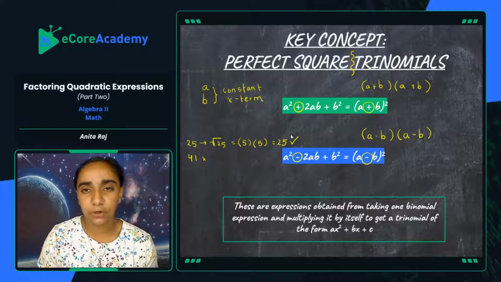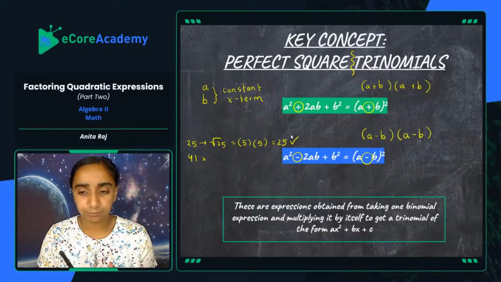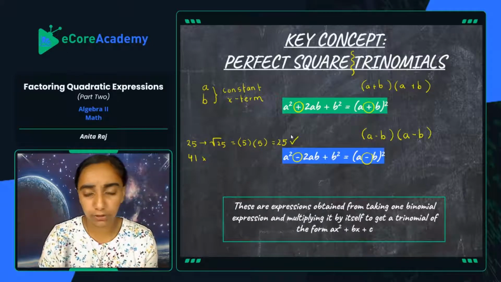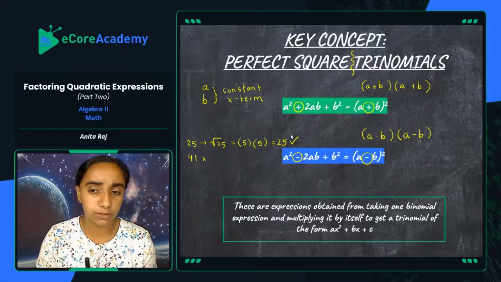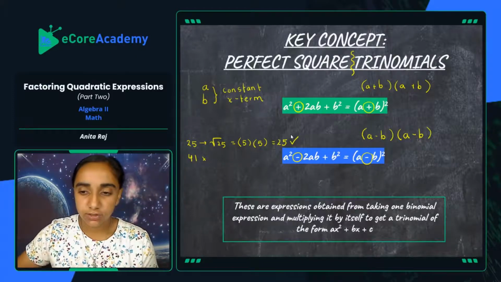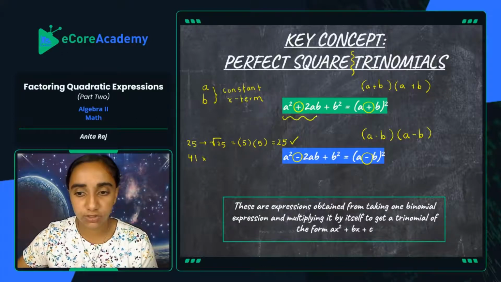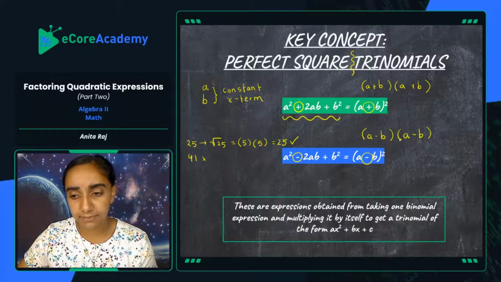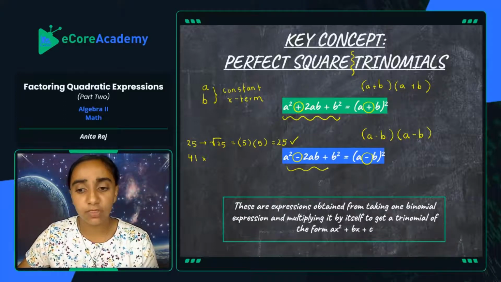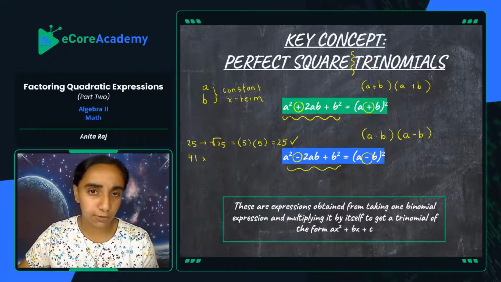Therefore, a perfect square trinomial is a perfect square, meaning your expression, which is a plus b or a minus b multiplied by itself, will give you the expanded form. So if I have a plus b times a plus b, I will get this. This is the perfect square of the binomial a plus b. If I multiply a minus b times a minus b, I'll get a squared minus 2ab plus b squared. This is your perfect square of this binomial a minus b. So that's where the perfect square comes in.